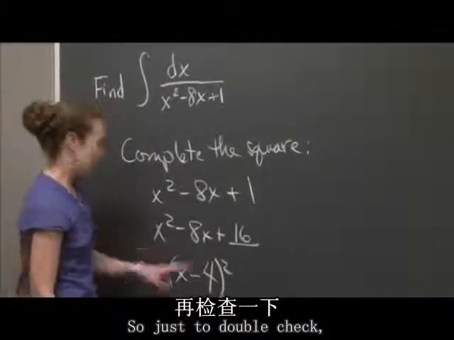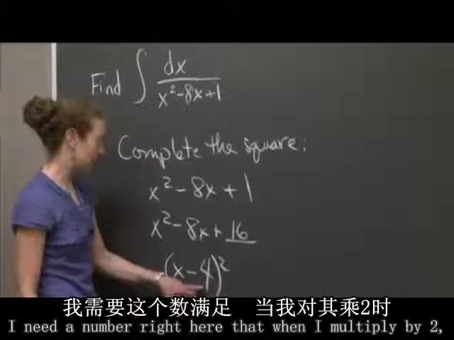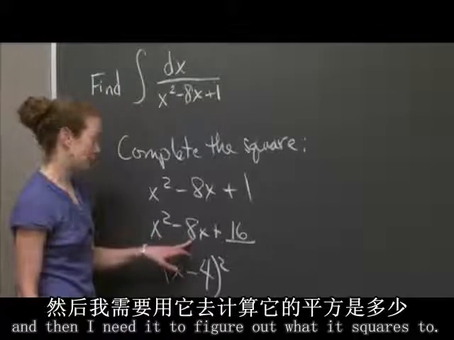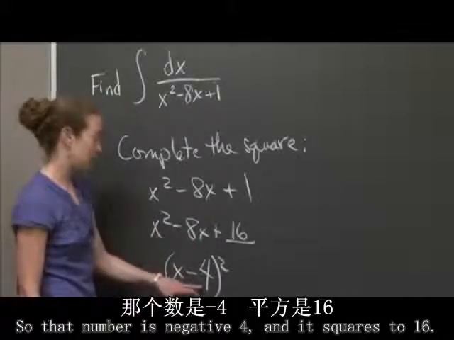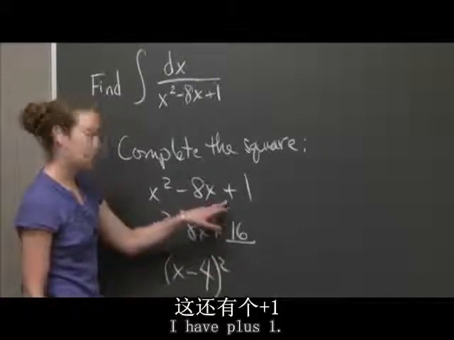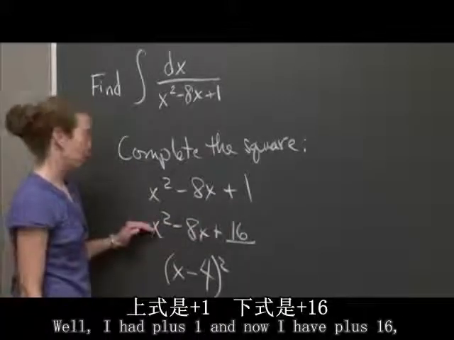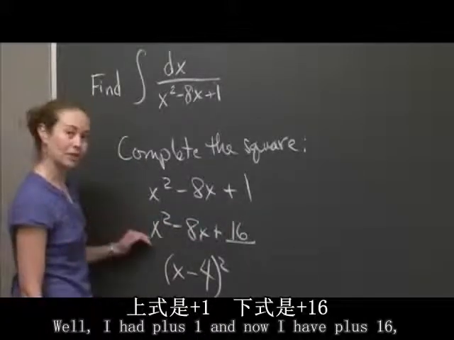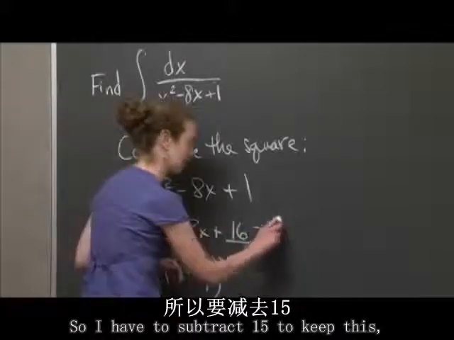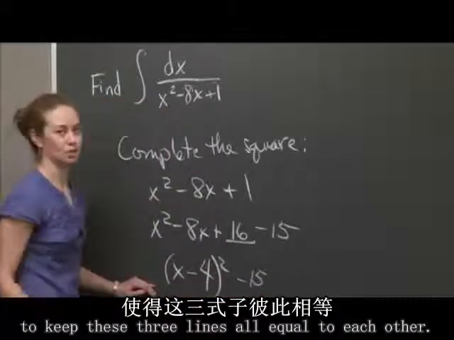So just to double check, what I'm looking for is a number right here that when I multiply by 2 gives me negative 8, and then I need to figure out what it squares to. That number is negative 4, and it squares to 16. But obviously this isn't what I have, right? I have plus 1. So what have I had to do to get from here to here? Well, I had plus 1, and now I have plus 16, so obviously I've added 15. So I have to subtract 15 to keep these three lines all equal to each other.